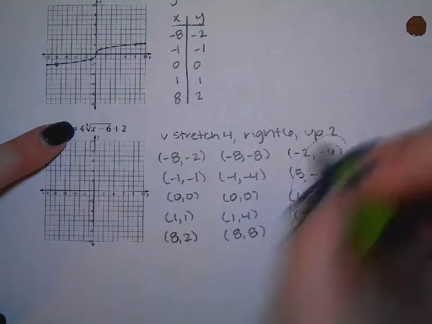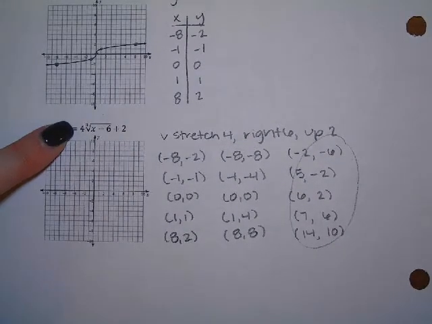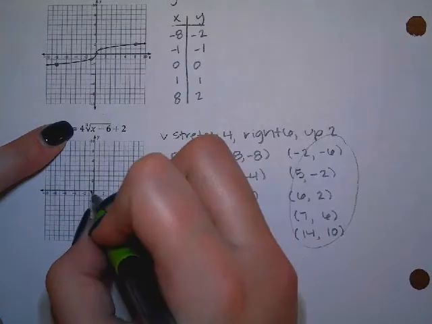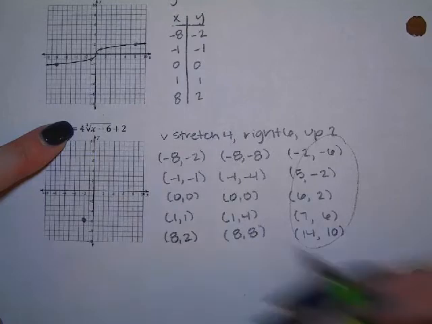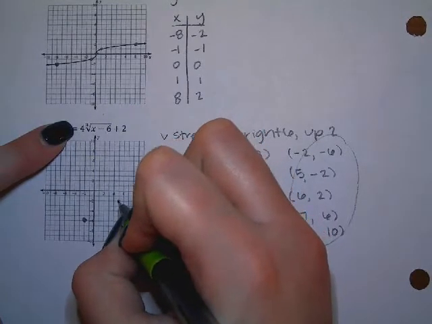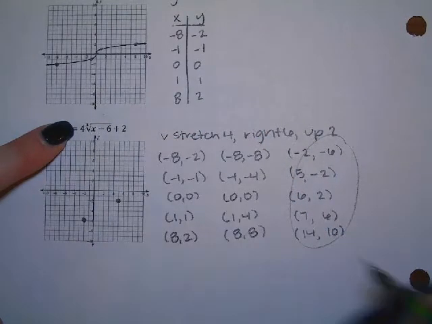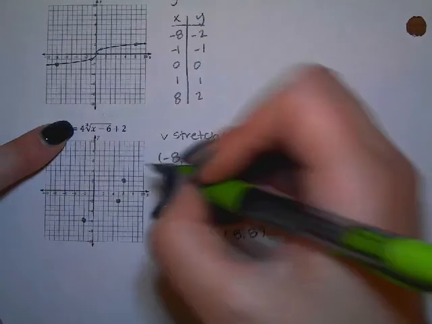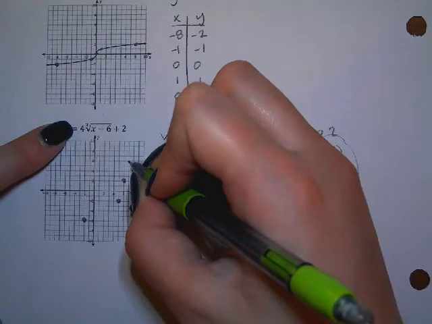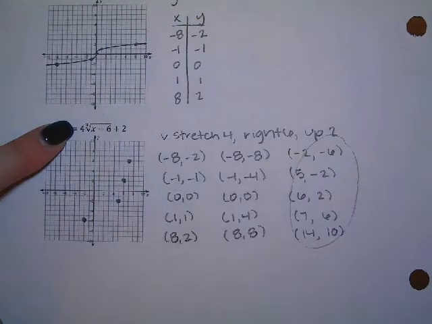Okay, and then these are the ones that we're going to graph. So -2, -6, 5, -2, 6, +2, 7, +6.